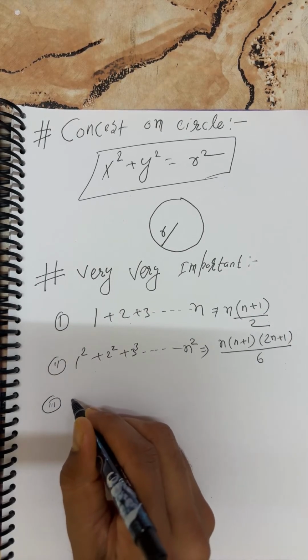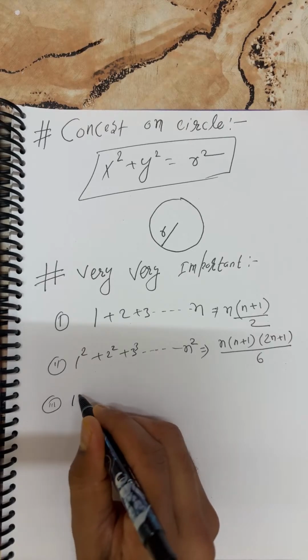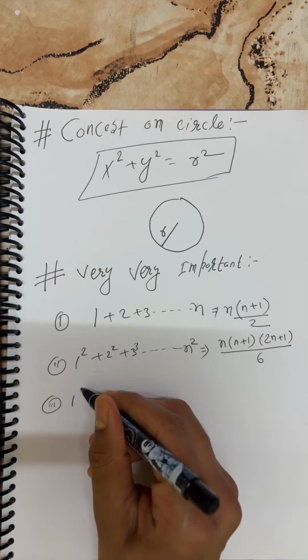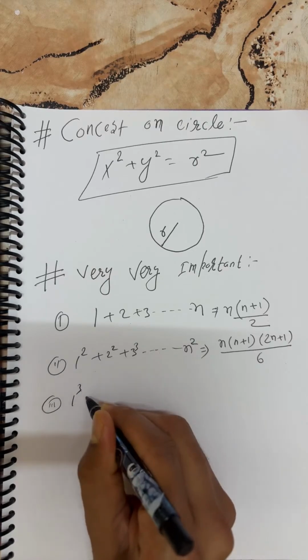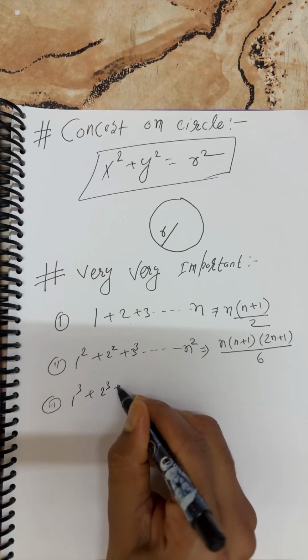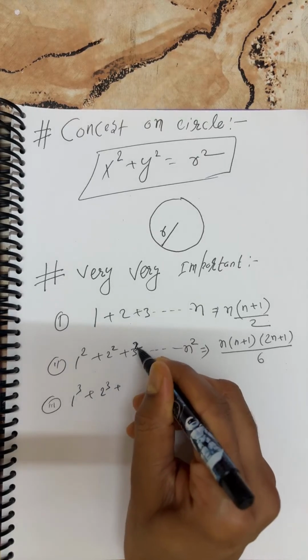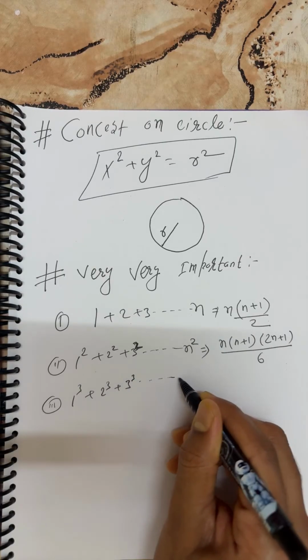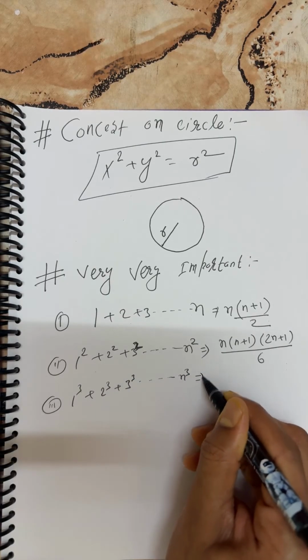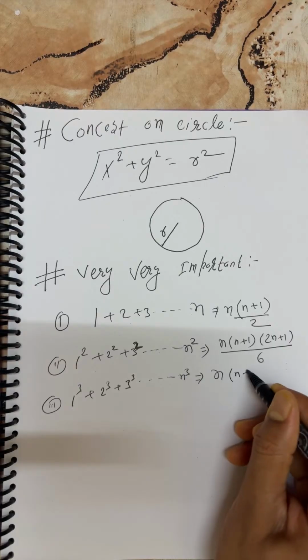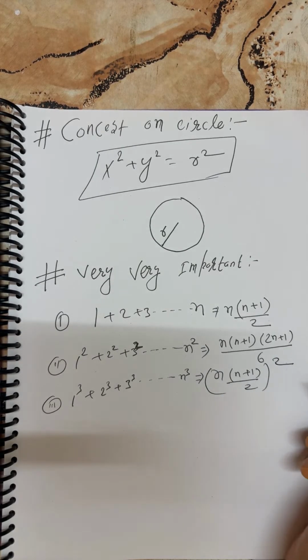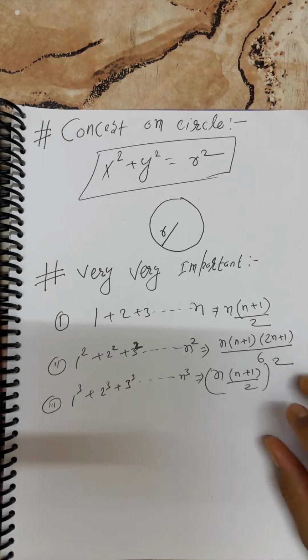Third, this is 1 cube, 2 cube, 3 cube, up to n cube. So this is n into n plus 1 by 2, the entire whole square. It is super important, kids.